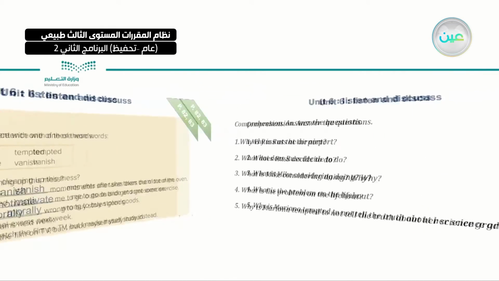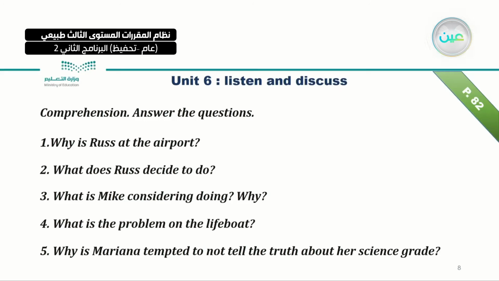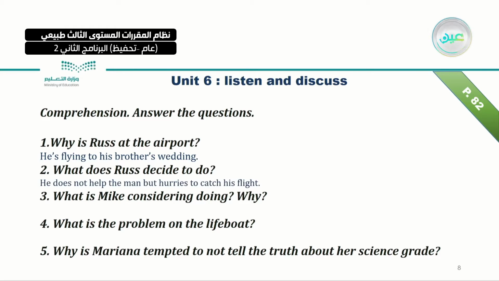Then we will move to comprehension, of course. Answer the questions. You have 5 questions here. Let's see. Why is Ross at the airport? Okay, so I'm using here the cause and reasons. Okay, give us the reason. He's flying to his brother's wedding. Then, what does Ross decide to do in the dilemma we talked about? Yeah, he does not help the man, but hurries to catch his flight.